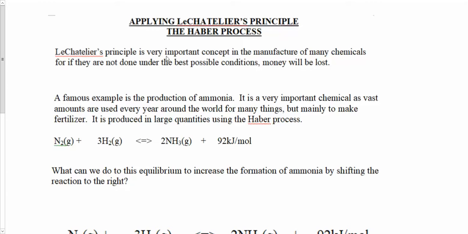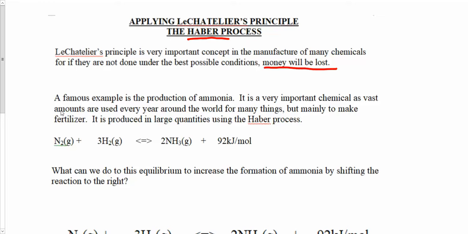Let's look at an application of Le Chatelier's principle, which we learned about a couple of sessions ago. Specifically, this process is called the Haber Process. Le Chatelier's principle is very important in industry because if we're not efficient with what we're doing, money will be lost, and that is what drives the world. So chemical engineers want to utilize Le Chatelier's principle to make things as efficiently as possible.